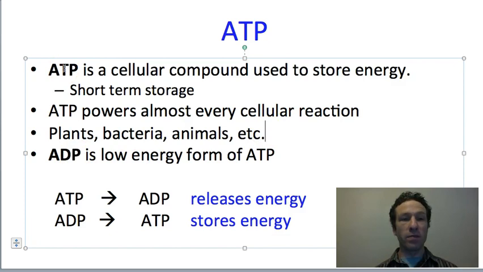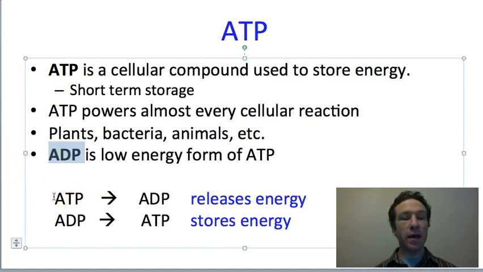ATP has two forms. The high energy form is ATP. The low energy form is ADP. And the difference between these is described in your reading. Basically, one phosphate is broken off from ATP to become ADP. I am less worried about that. I'm more worried that you know that ATP is the high energy form and ADP is the low energy form.